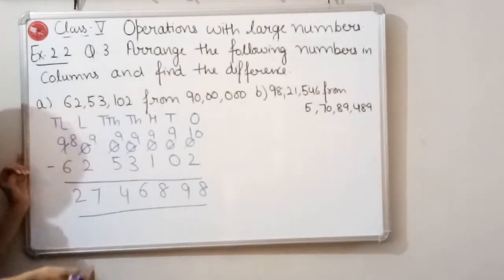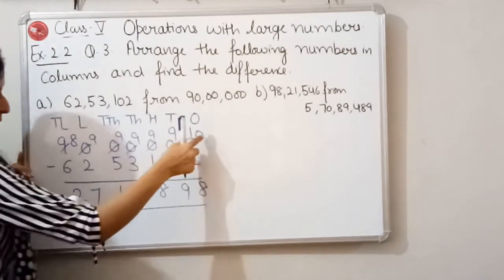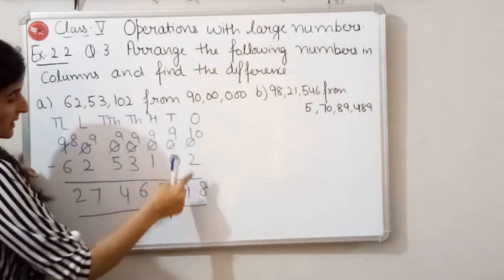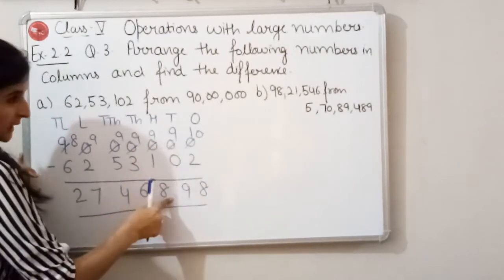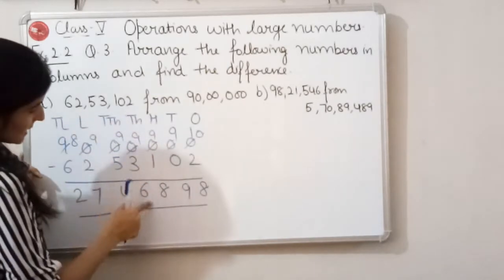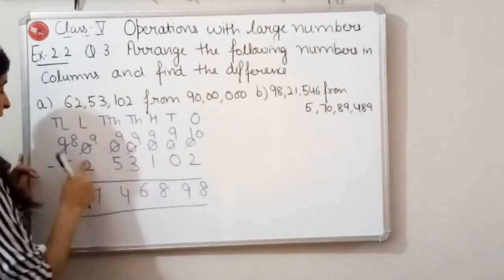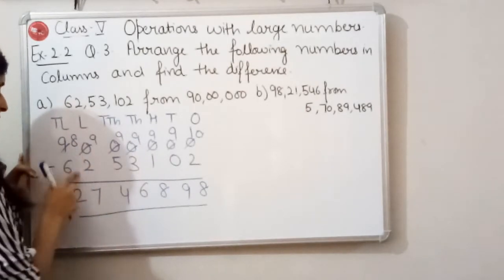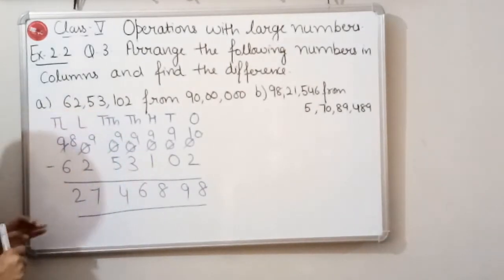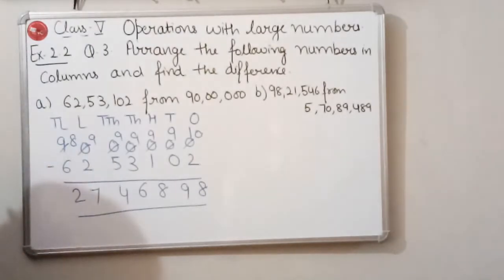You can check it again. 10 minus 2, 8. 9 minus 0, 9. 9 minus 1, 8. 9 minus 3, 6. 9 minus 5, 4. 9 minus 2, 7 and this will become 8. So 8 minus 6 is 2. This was the solution of part A.